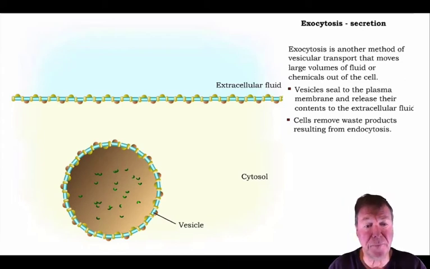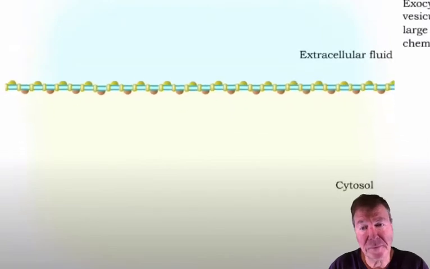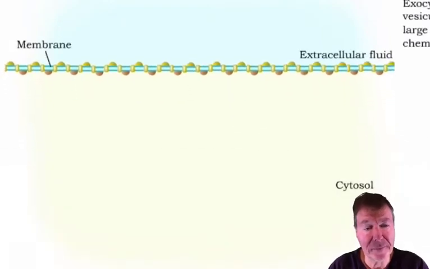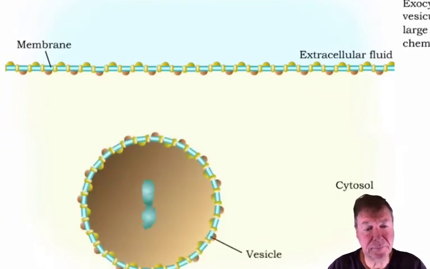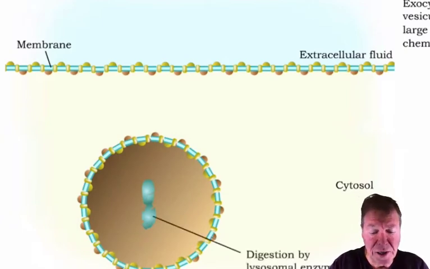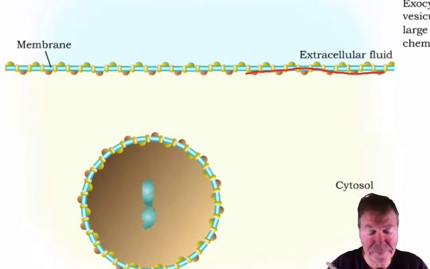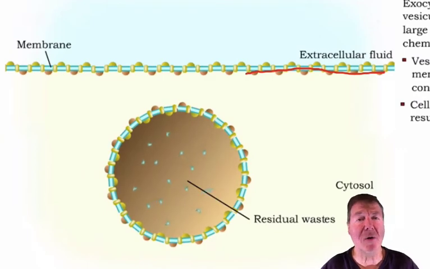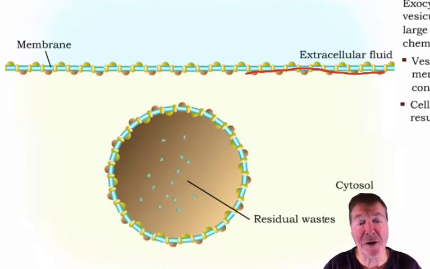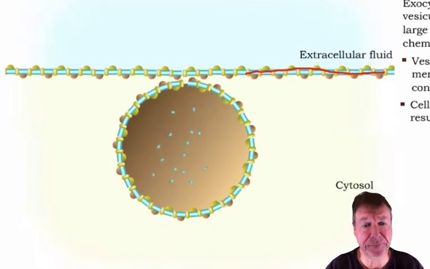Exocytosis is another method of vesicular transport that moves large volumes of fluid or chemicals out of the cell. Vesicles enclosing substances for release seal to plasma membranes, and the contents are exported out of the cell. And this could be whatever waste or enzymes or proteins that the cell is trying to get rid of from inside the cell to outside the cell.